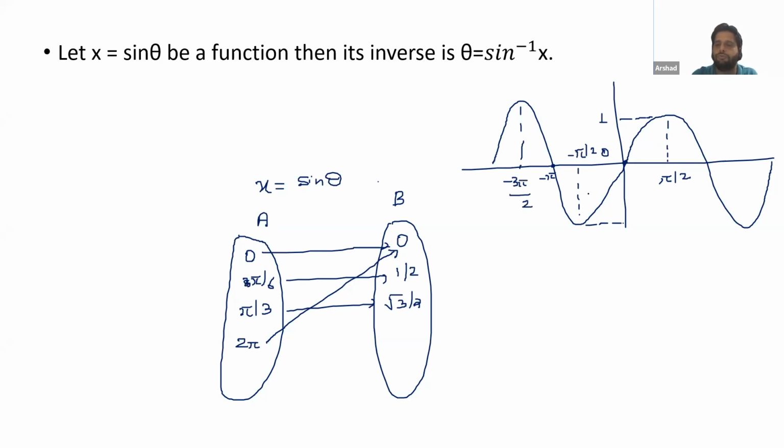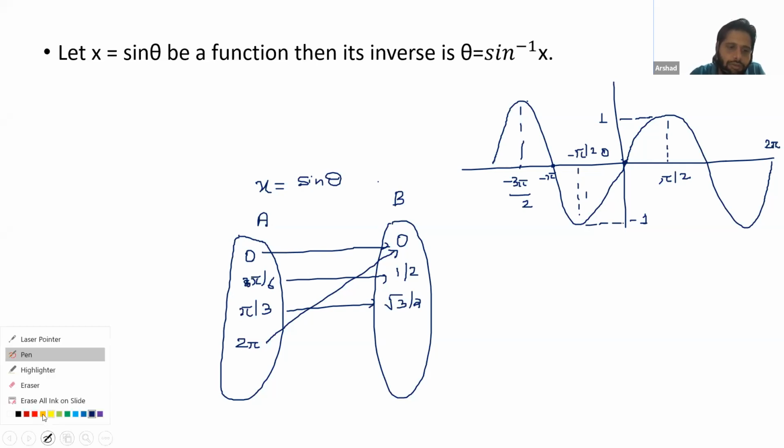So this will be 1. This is a rough sketch. Now please check here. Here we have written all the angles and here you have the values. This is 0 and this is 2 pi. So for 0 and 2 pi, you have the same value, which is 0. So that's why it is not a bijective function. Throughout this graph, you can see there are many angles for which you get the same value. So definitely the sine function is not bijective.